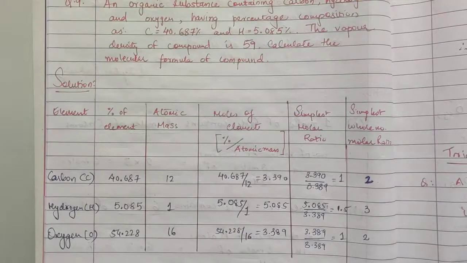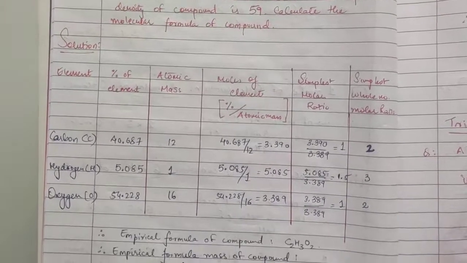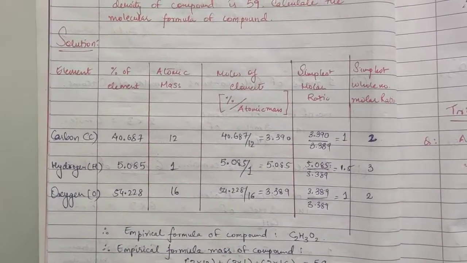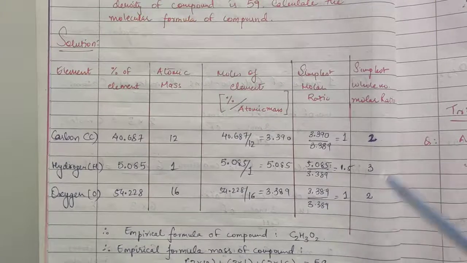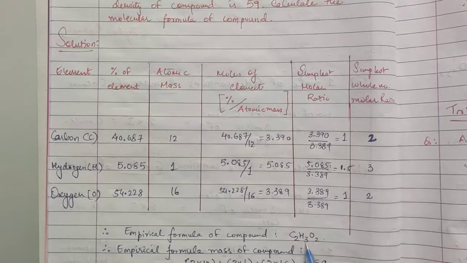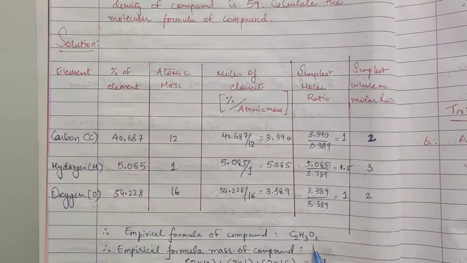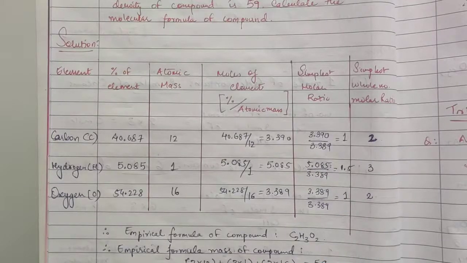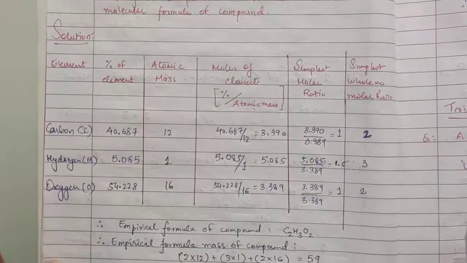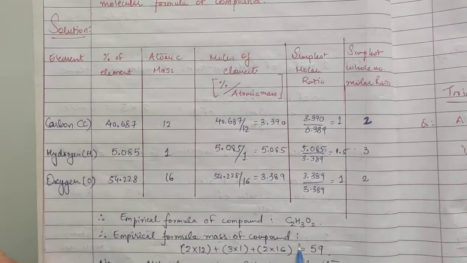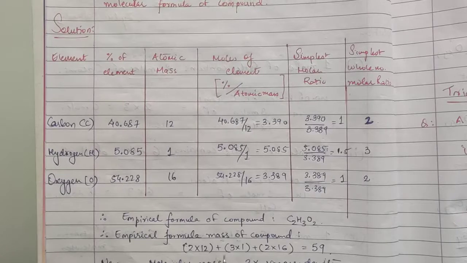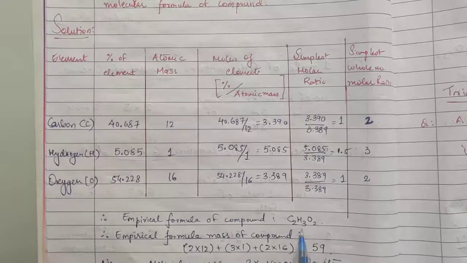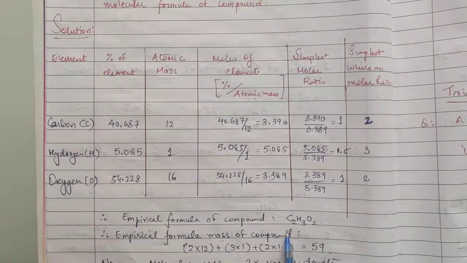Clear? I hope this table is understood, students. Now let us go for the next one. As you have got the simplest whole number ratio, you now get the empirical formula of the compound. The empirical formula becomes C2H3O2. It is the whole number ratios only, students. The very next step after getting this formula is the empirical formula mass of the compound. This formula that you got, you need to find its mass. So how to find it? C2H3O2, so 2 into 12, plus 3 into 1, plus 2 into 16. I have just multiplied each with its respective atomic mass.